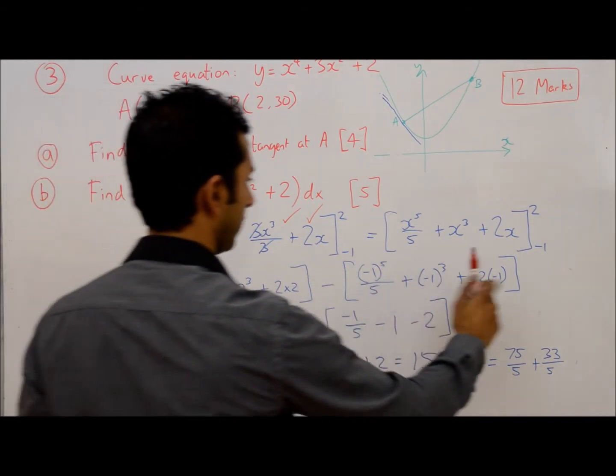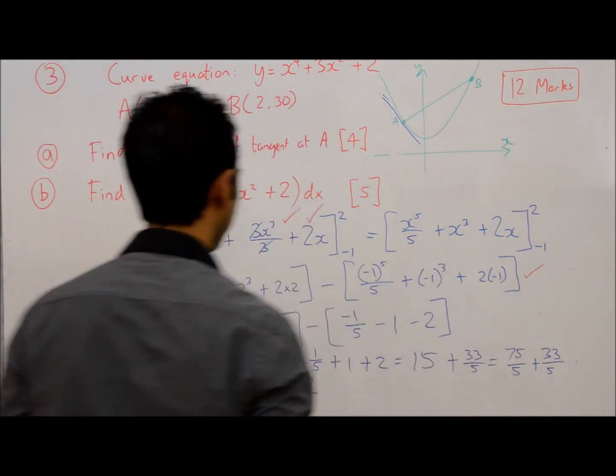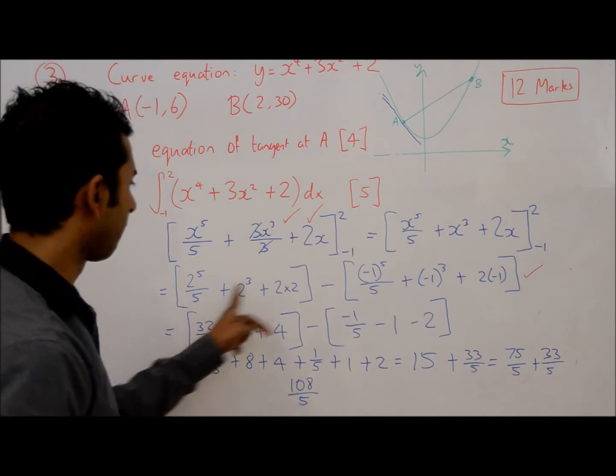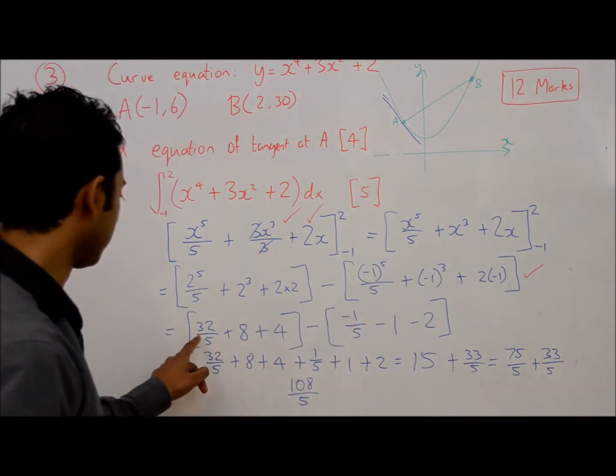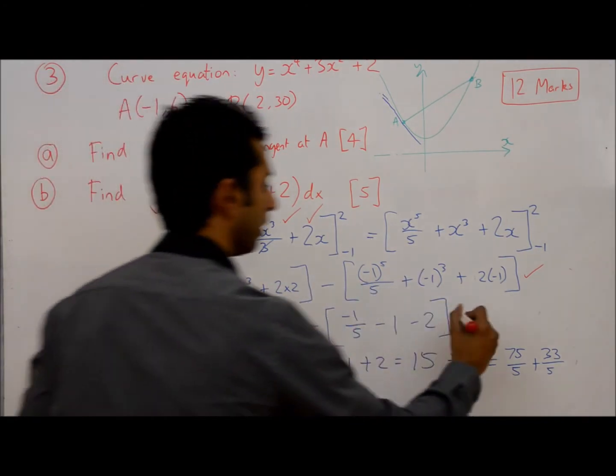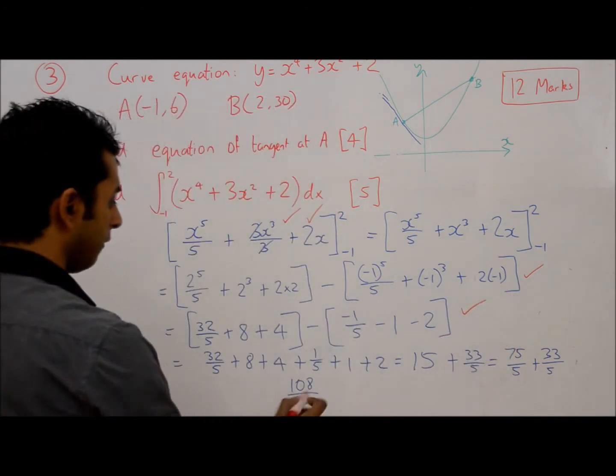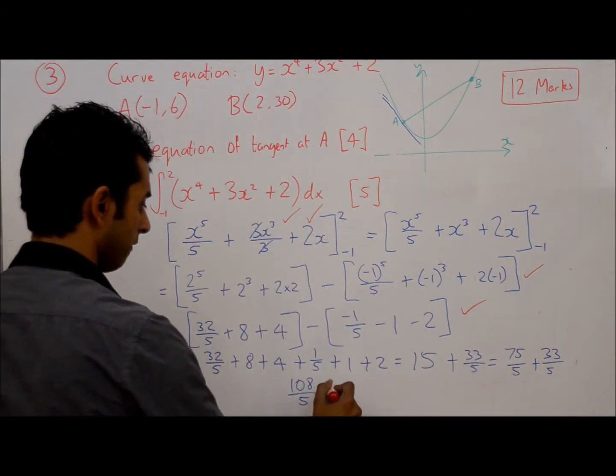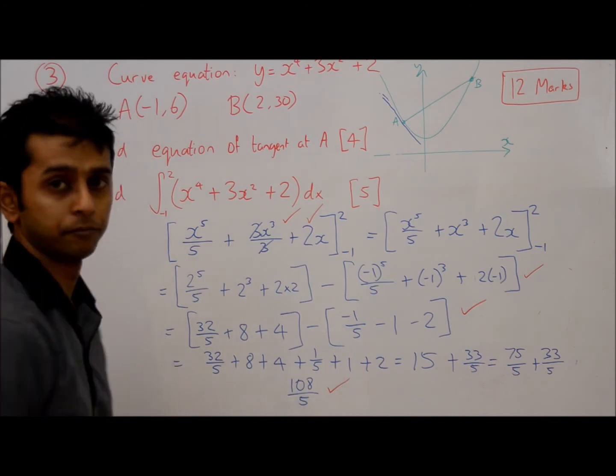That we did over here. So that's our third mark. And then we simplified our terms, so that gave us this line here. That will give us our fourth mark, and then our fifth and final mark would be the 108 over 5 there.